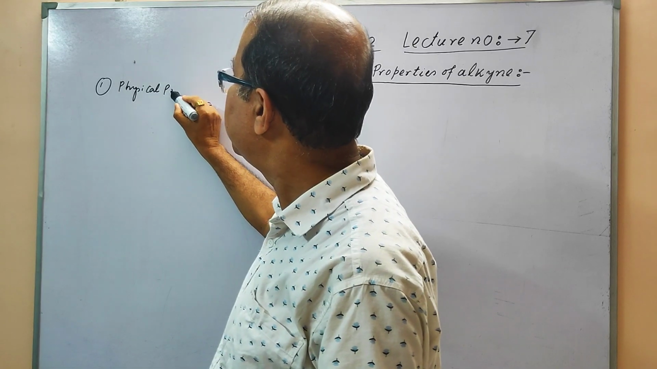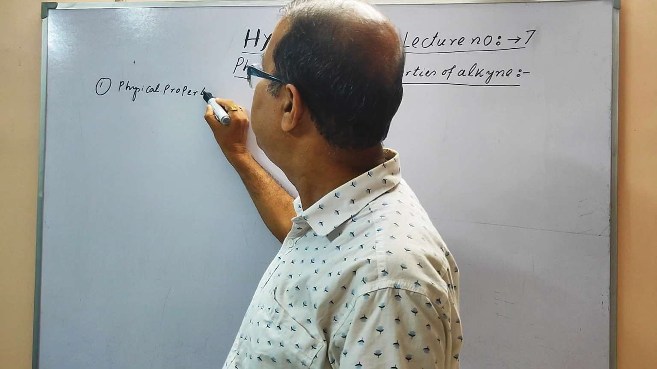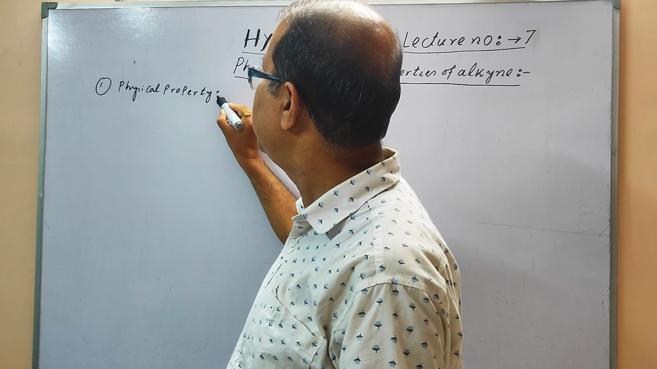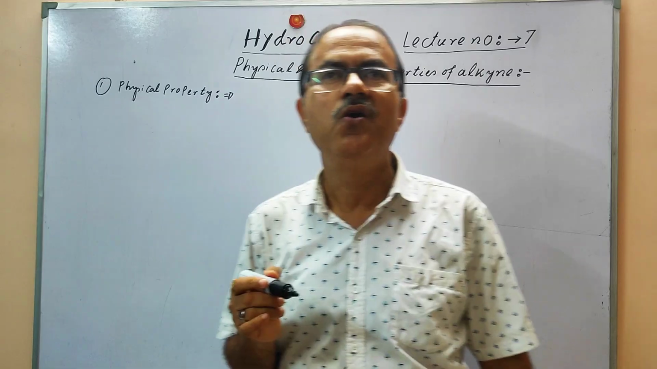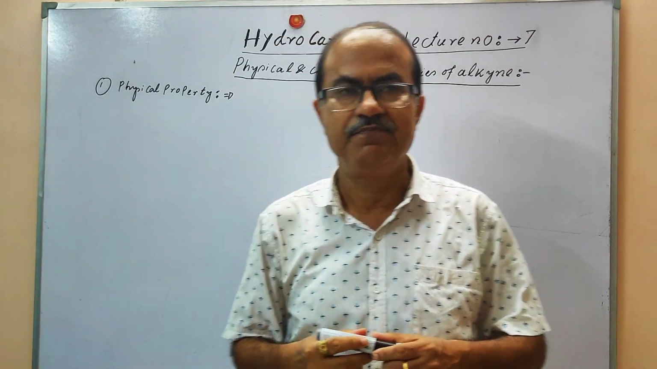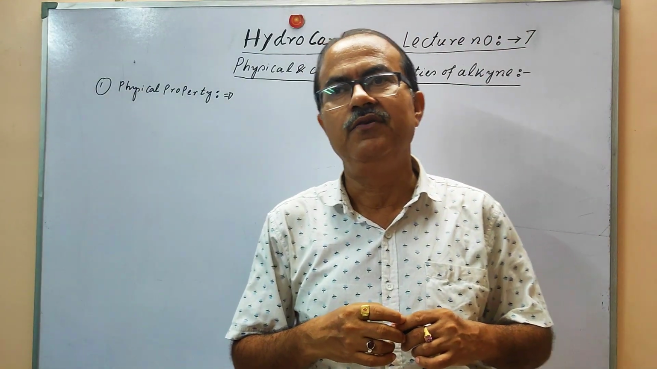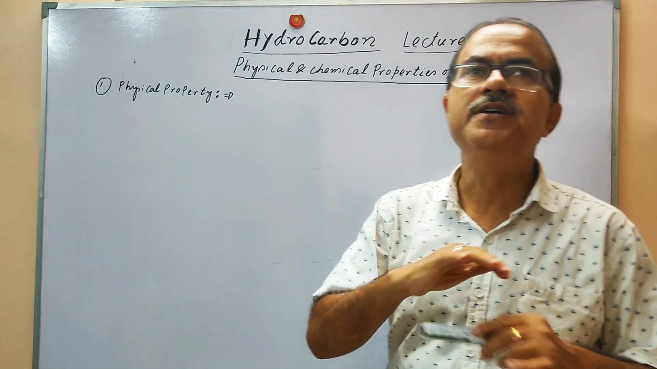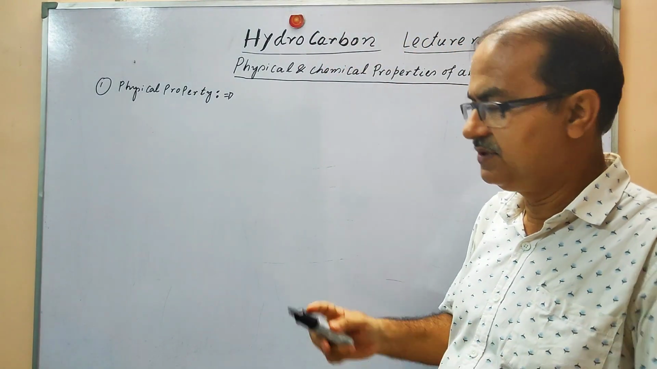So we are going to discuss the physical property. If we compare the physical properties of alkane, alkene and alkyne, what do we find? We find there is a similarity. They fall in line, meaning there is a similarity in the physical properties we observe.